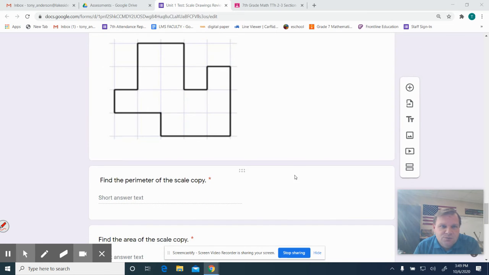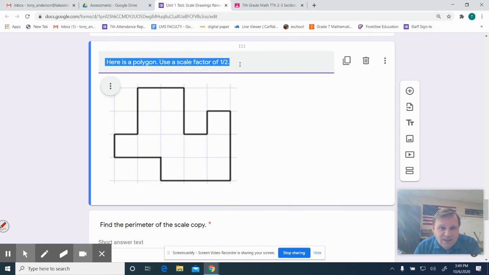All right, on this one, we have a scale factor of 1/2. Now, remember in the other lesson, we talked about how we can multiply by that scale factor. The question asks me for the perimeter, and remember the perimeter is all the way around. So if I multiply this distance right here by 1/2, that's going to give me 1.